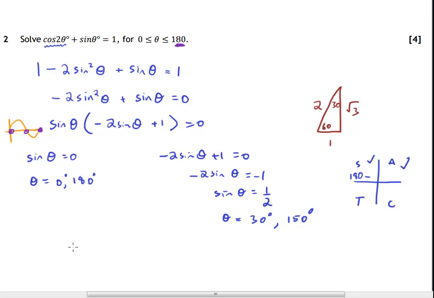And it's quite nice at the end of these questions just to write out a little solution set where you can put them all in order. It gives you a little chance just to check that they're all within the domain that was specified in the question, which is 0 to 180, including 0 and 180, which means, yeah, we've got every solution.